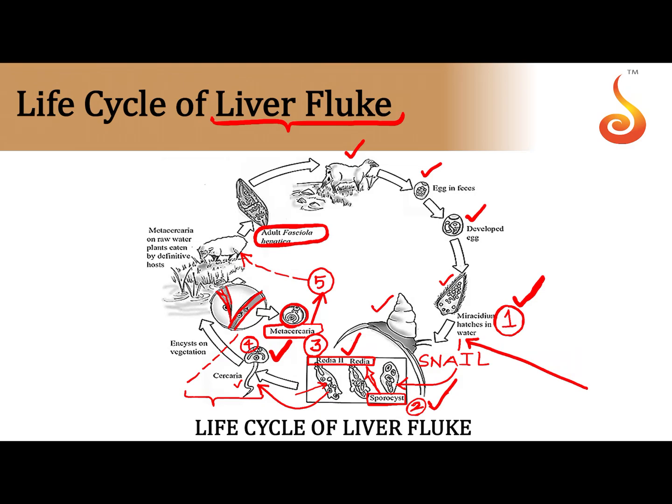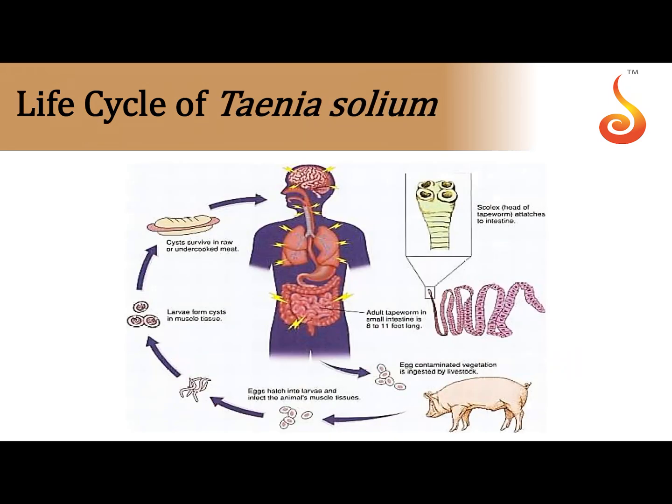The cercaria escapes from the body of the snail, attaches to a blade of grass to form metacercaria, and the metacercaria is consumed by the sheep, by the grazing animal, and it enters the body of the sheep. The time from the entry of metacercaria to the development of the adult sexually mature worms is about 3 to 4 months. Okay, so this was a brief overview of the life cycle of liver fluke.